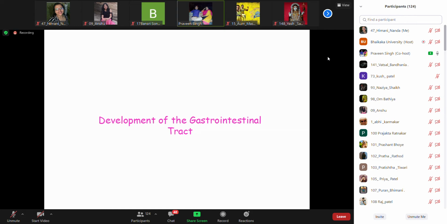Okay. Now last time we had seen development of GIT, and with development of GIT, we saw that when there is a head folding and tail folding and lateral folding, the endoderm of the yolk sac gets localized and forms a cavity. That cavity is the cavity of GIT. So, foregut, midgut, and hindgut are actually nothing but the primordium formed from the endoderm of the yolk sac. Yolk sac itself disappears, but the gut is enclosed on all the sides. That is the basic thing for the formation of GIT. I hope you have understood it correctly.